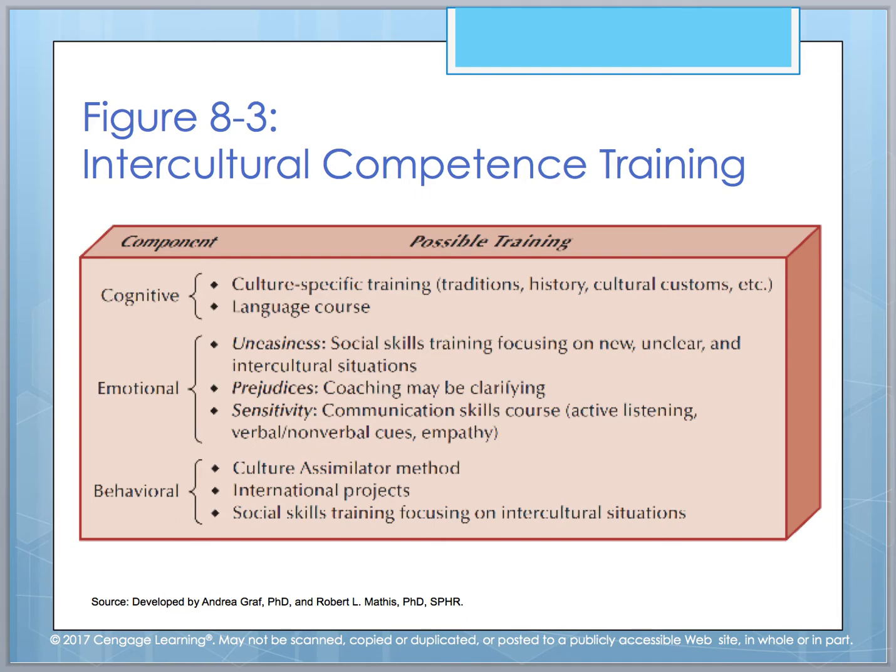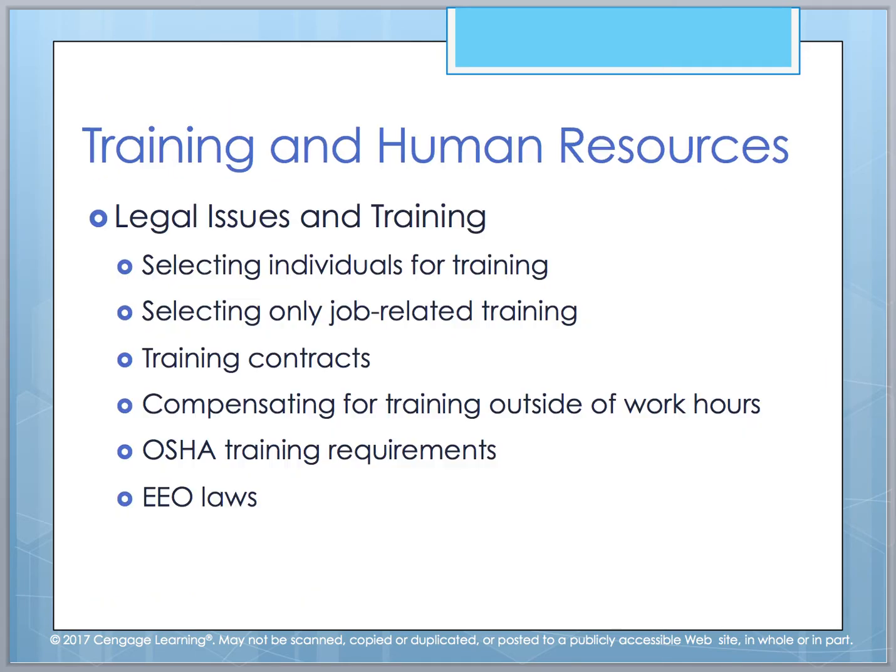Figure 8.3 shows you a visual of the components, the cognitive, emotional, behavioral, and the possible training that you could implement. So it could be a language course to cover the cognitive. It could be coaching on our prejudices, because we're all prejudiced in some way. It's being able to identify those and being able to address them, and how we're making sure that we don't push those prejudices in the workplace. And then behavioral, it could be that you provide a culture assimilator method, or you come up with different social skills training that focuses on different situations that are intercultural.